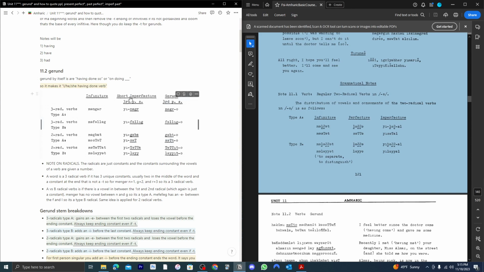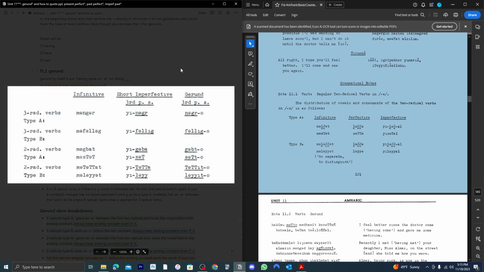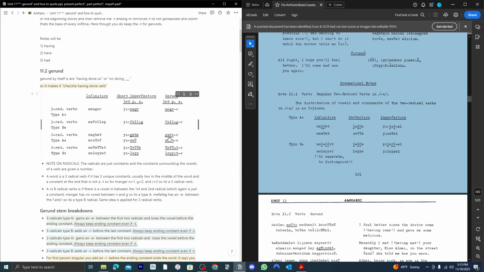Well, I guess this is the shortened perfective. It's trying to show that the shortened perfective and gerund are very similar. But boom, there's a vowel here. The vowel here is removed, is what I was trying to say, and loses the vowel before the ending consonant. The ending consonant is T. There's that A. Boom, it's gone. And then the O is the added on suffix in order to indicate who has done the thing. I guess, if that makes sense. It doesn't make more sense anyway.